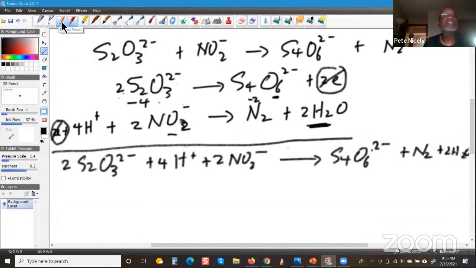Use this pencil here. So we count the sulfur first. We have 4 sulfurs here on the left, and we have 4 sulfurs here on the right. So that's balanced. As far as the oxygens are concerned, we have 6, 2 times 3, 6, plus 4, so that's 10 oxygens. And here we have 6 oxygens. Okay, wait a minute. Did I do something wrong? Something is not, the oxygens are not balanced.